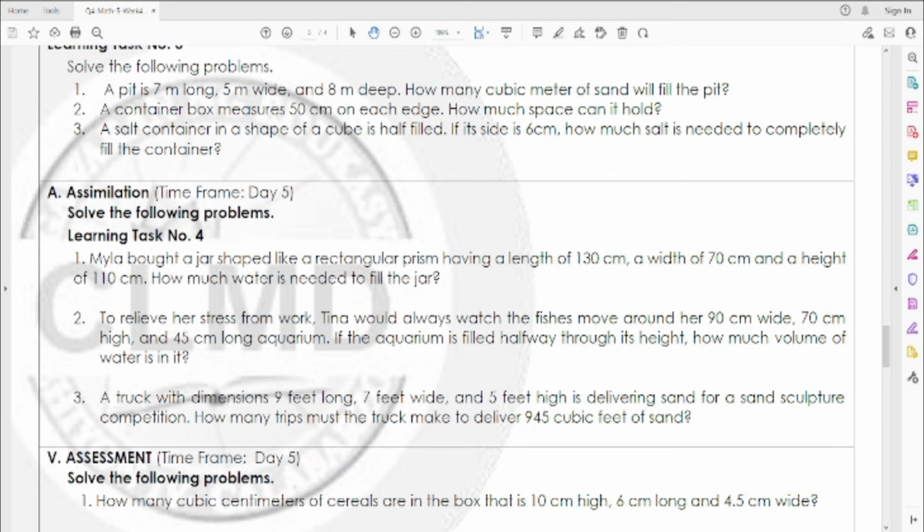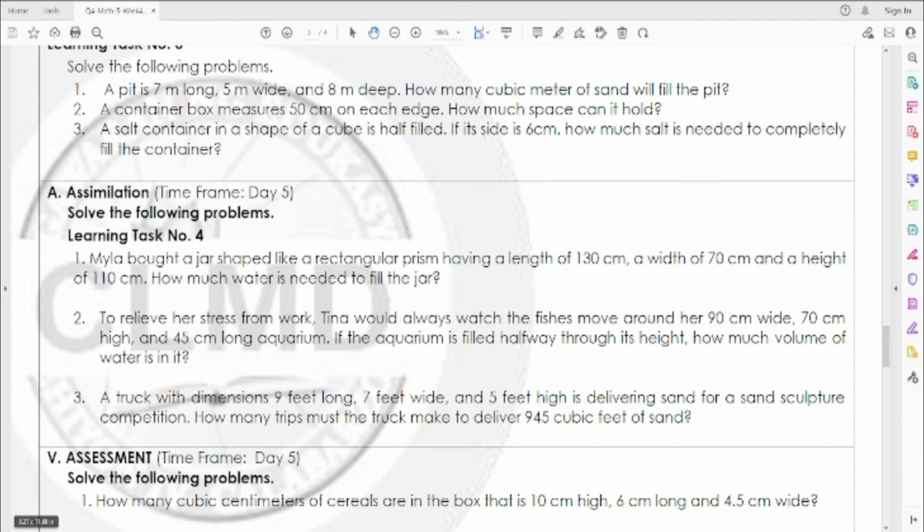Myla bought a jar shaped like a rectangular prism having a length of 130 centimeter, a width of 70 centimeter, and a height of 110 centimeter. How much water is needed to fill the jar? Okay, then proceed to number 2. I will read it again. To relieve her stress from work, Tina would always watch the fishes move around her 90-centimeter wide, 70-centimeter high, and 45-centimeter long aquarium. If the aquarium is filled halfway, don't forget this word, through its height, how much volume of water is needed?